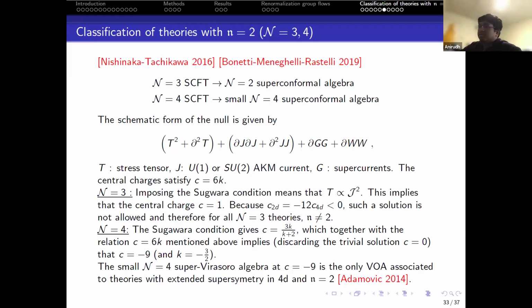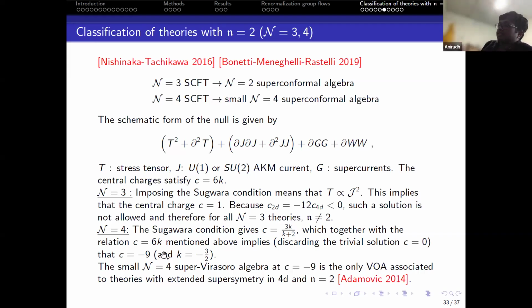Then we come to N equal to 4. In N equal to 4, the Sugawara condition will actually give the following constraint on the central charges. You can combine this constraint with the fact that the N equal to 2 and N equal to 4 superconformal algebras have this c equal to -12k. Solving for this gives the only answer is c equal to -9. And this central charge in the VOA corresponds to the N equal to 4 super Yang-Mills with gauge group SU(2).